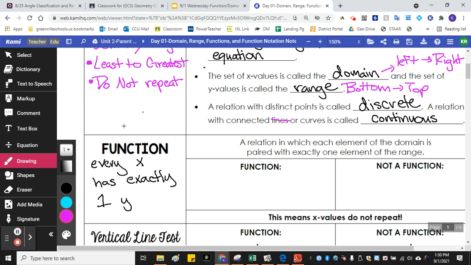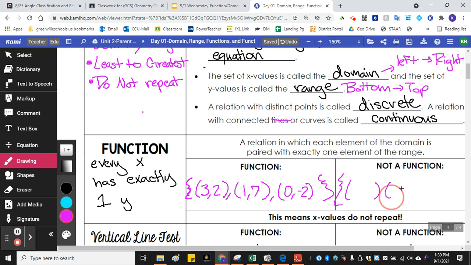Can you put one on the board where it's not a function? Absolutely, that's what this is. So for a function, I'll just start doing some random points. I think it's easier to see in a table, which you're about to get to, but just so that you have some points. If you have 3 x's and 4 y's, something's wrong. So every x, 3 is being mapped to 2, 1 is going to 7, 0 is going to -2. That's fine. Every x has exactly one y.